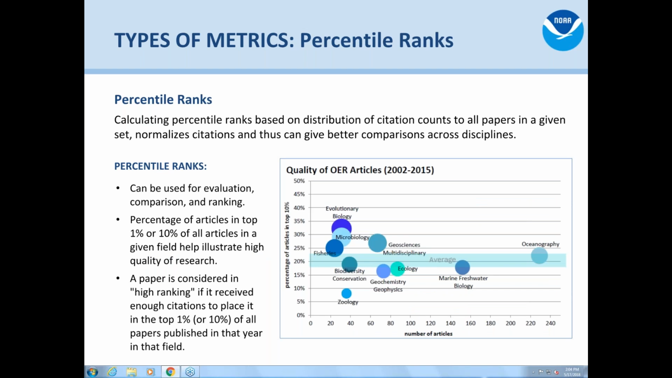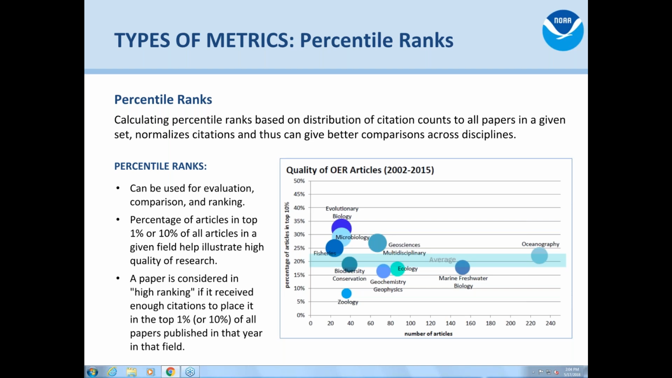Percentile ranks are harder to calculate than H-index, but they can be compared across disciplines. They're normalized. What we're really interested in is discovering the top 10% of cited papers in a discipline. Those are the papers that everyone in the field is talking about in their papers.